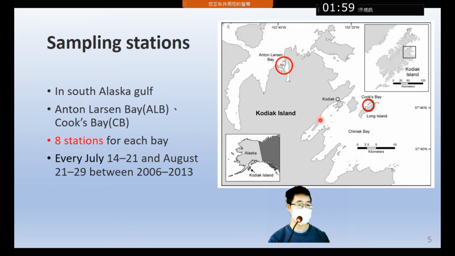Here's the sampling station. It's located in South Alaska, Kodiak Island, and we chose 2 different bays. One is Anton Larsen Bay, ALB, and the other is Cooks Bay, CB. And we picked 8 stations for each bay. And the time is from July 11 to 21 and August 21 to 29 between 2006 and 2013.